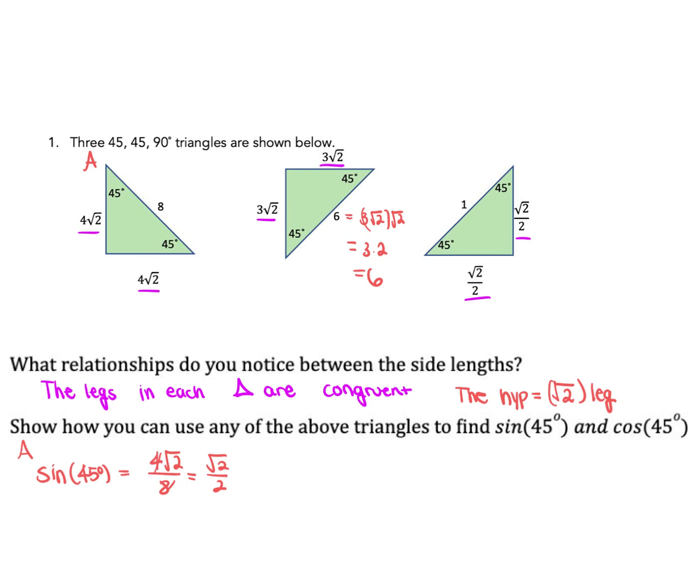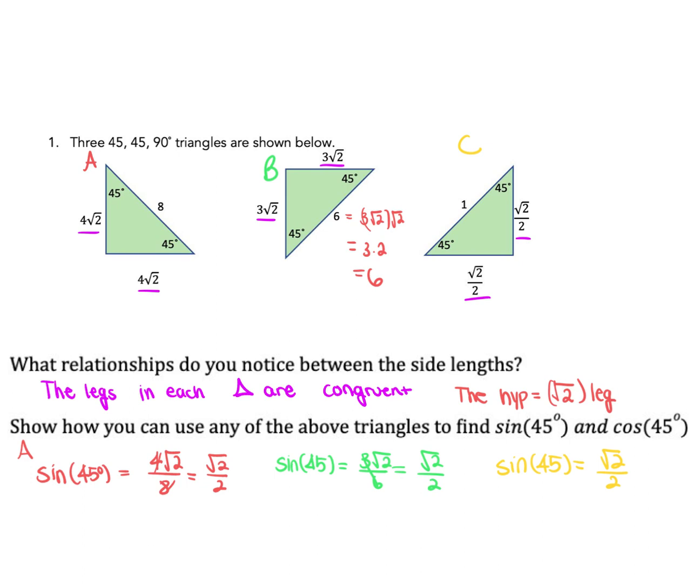What if we tried this for triangle B? We would have sine of 45 is equal to 3 radical 2 over 6, which again is just radical 2 over 2. What if we try now for triangle C? What do we think is going to happen? We do sine of 45, that's going to be radical 2 over 2 divided by 1, which is just radical 2 over 2. So as you can see, sine of 45 degrees is always the same.